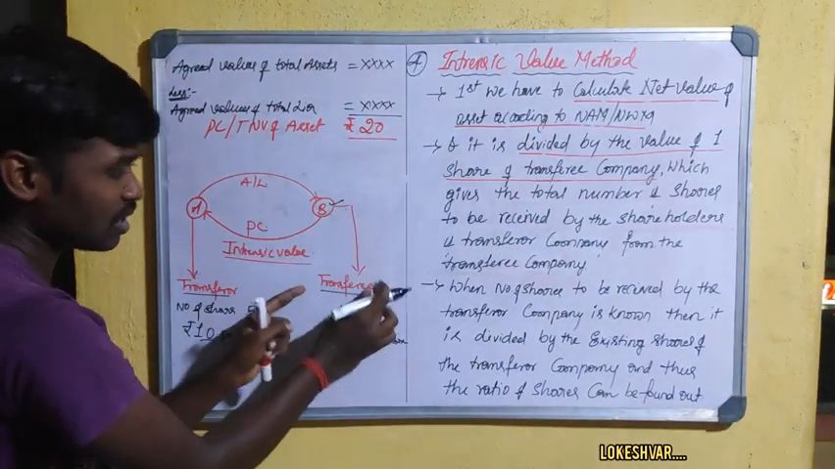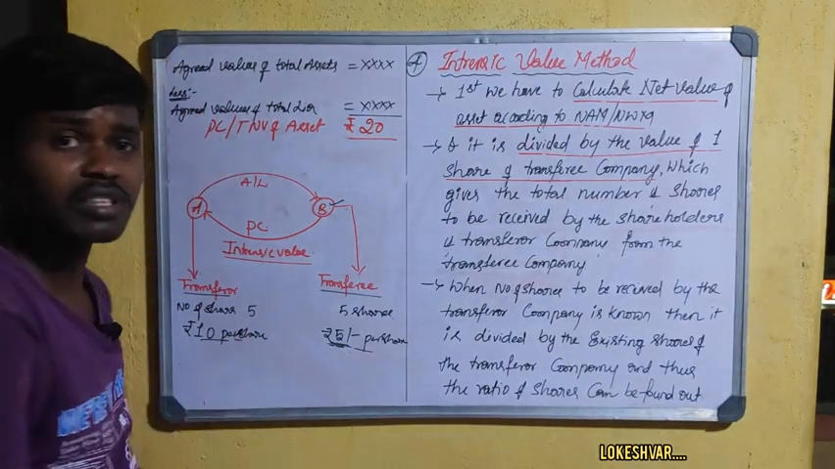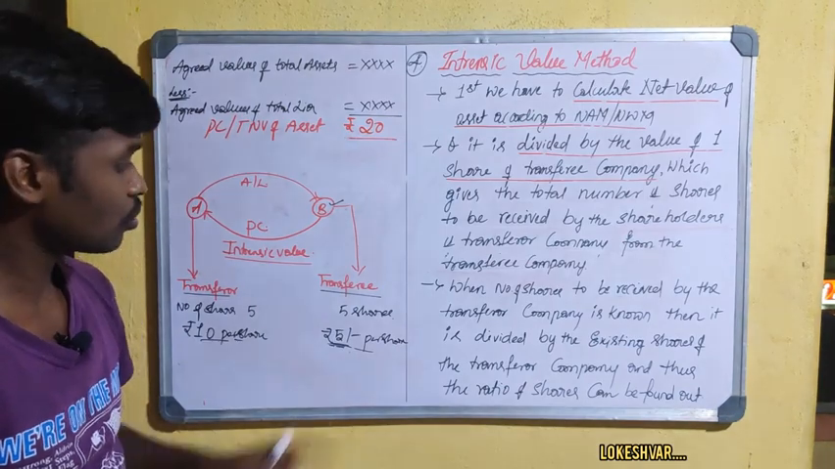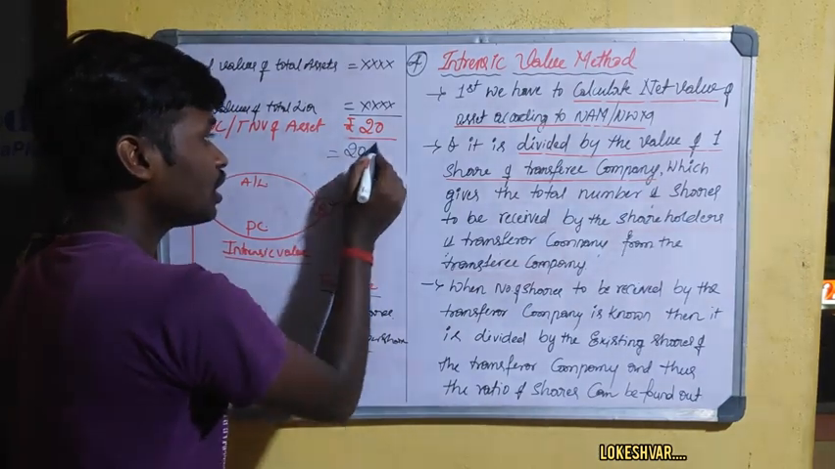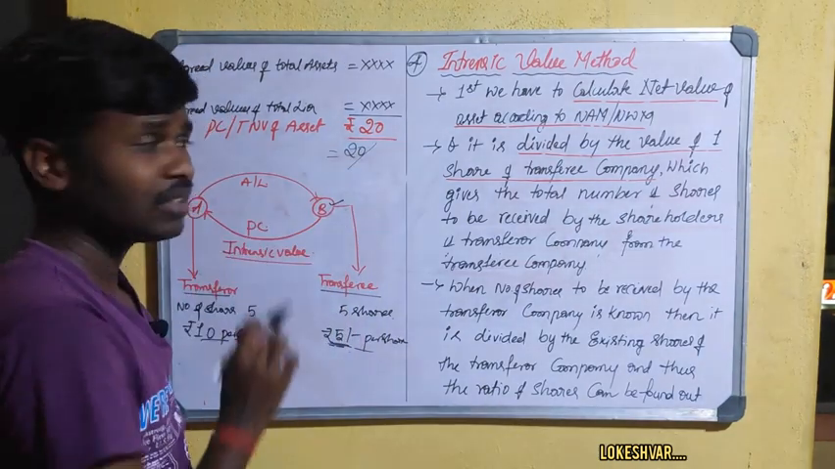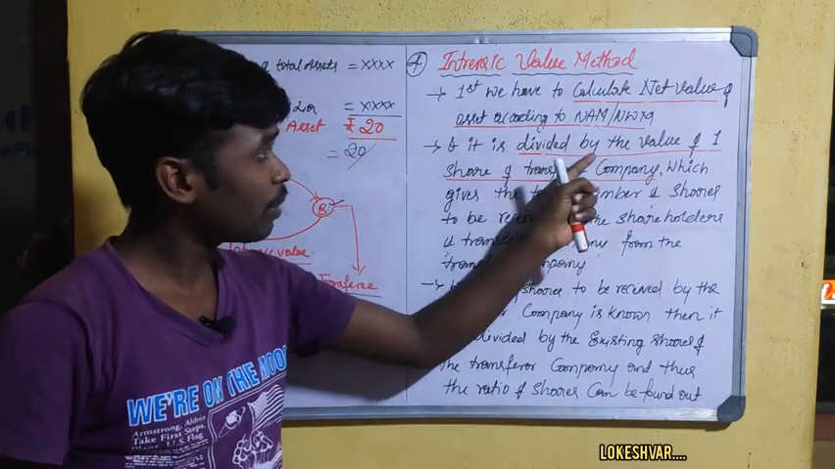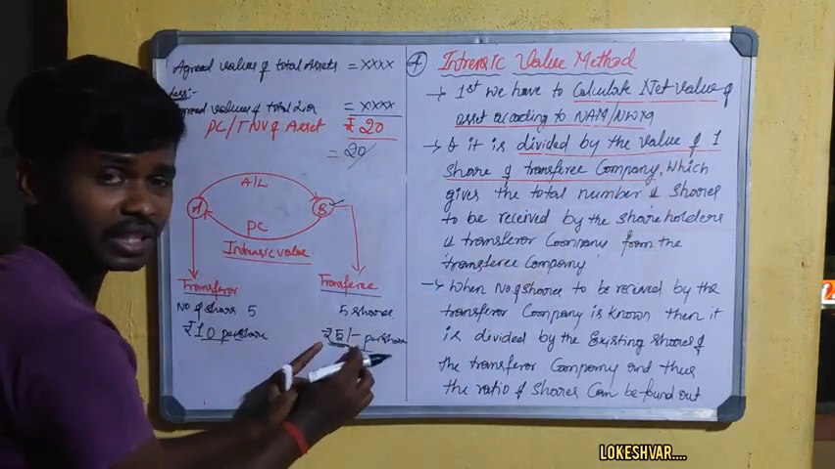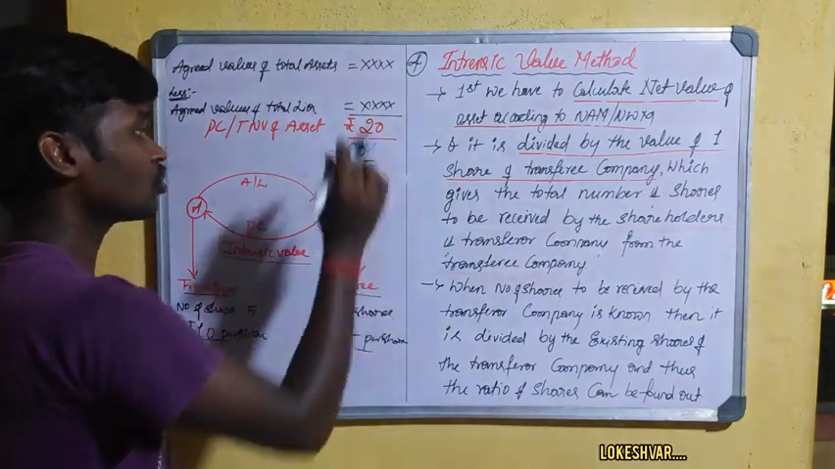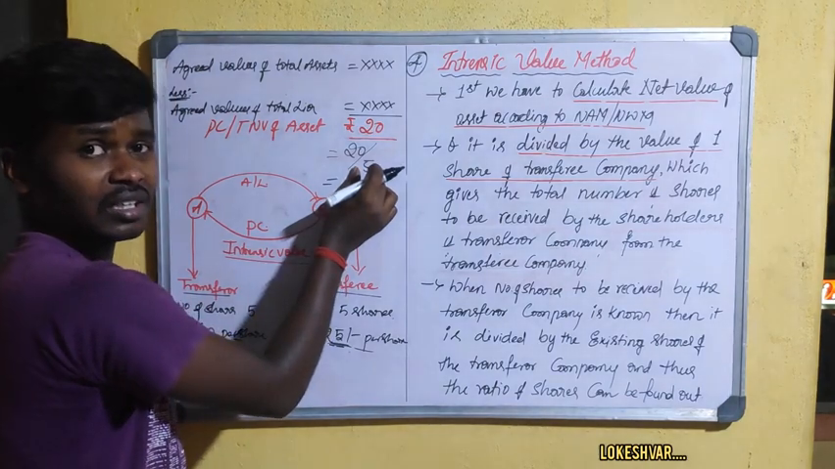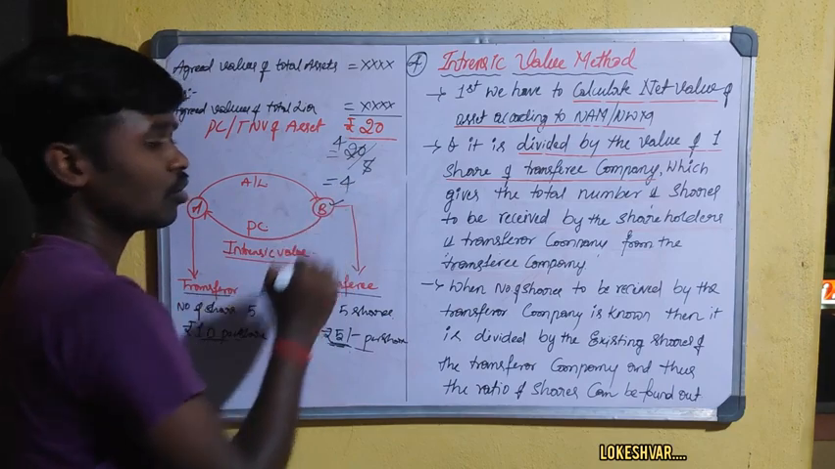So in this B company, that is the transferee company, what is the value of one share? Ultimately, 5 is the value of one share, right? So after calculating the total value of net asset, we have to divide it by the value of one share of the transferee company. So after dividing by the value of one share of the transferee company, what will you get? You will get 4.